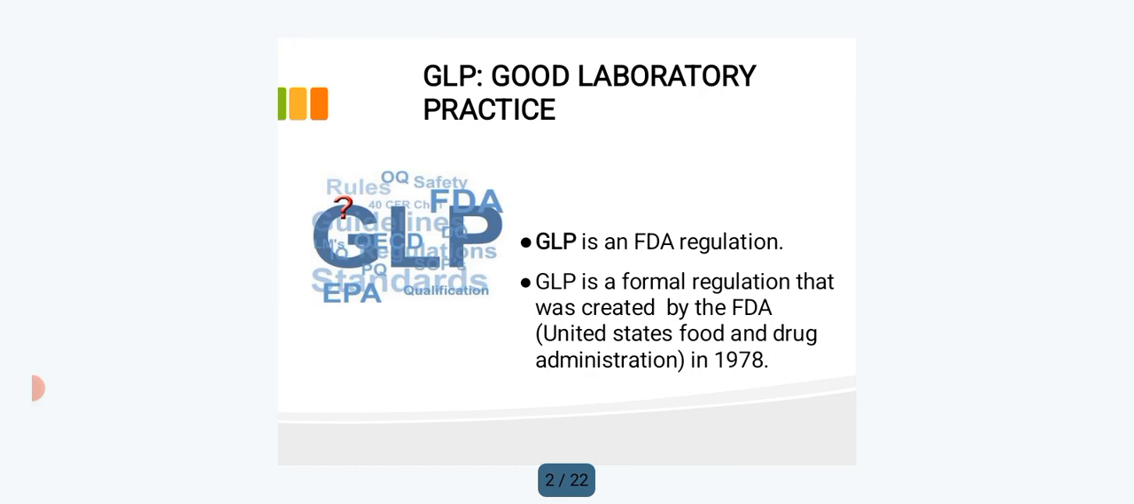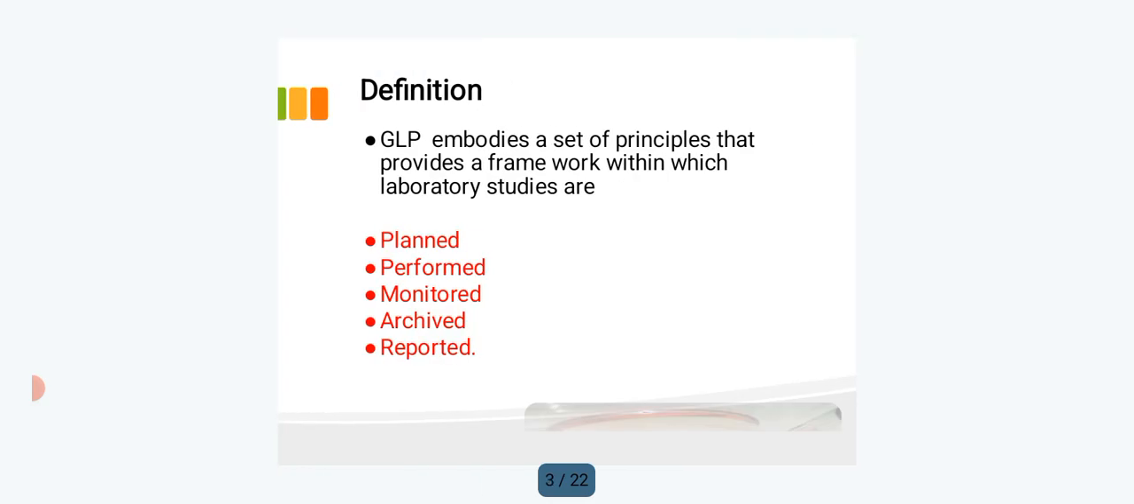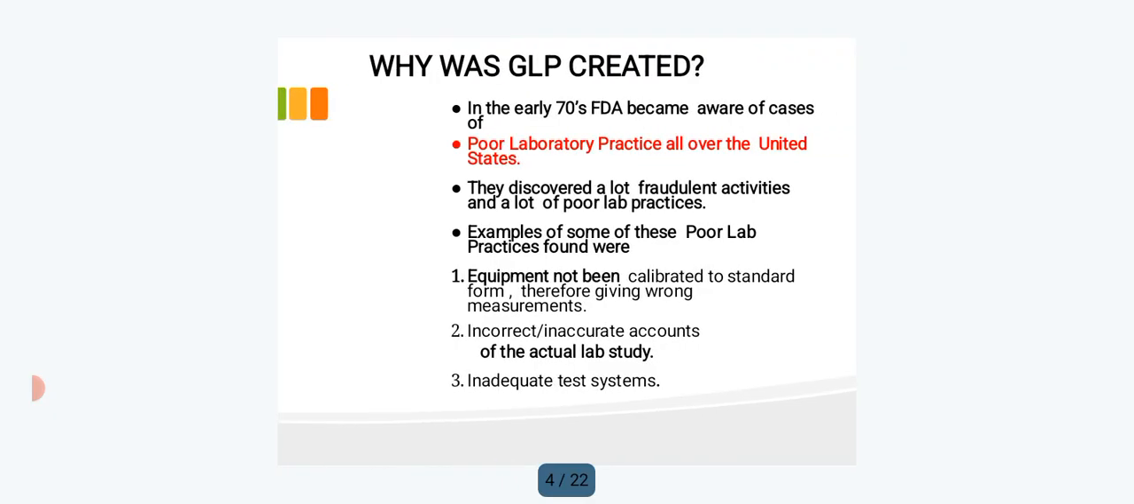GLP is a formal regulation that was created by the United States Food and Drug Administration in the year 1978. In GLP, the main definitions are: planned, performed, monitored, achieved and reported. These are the five important categories that introduce good laboratory practice.